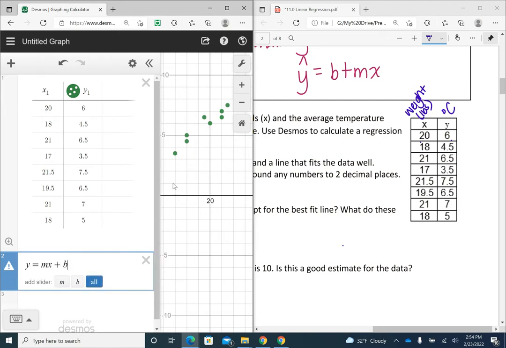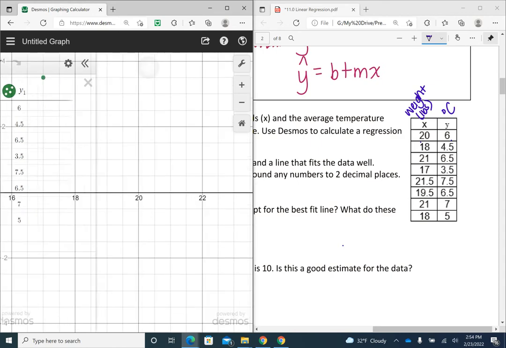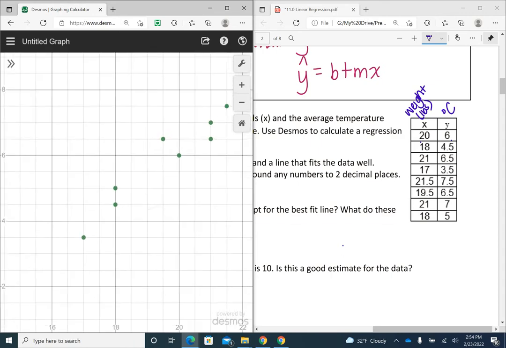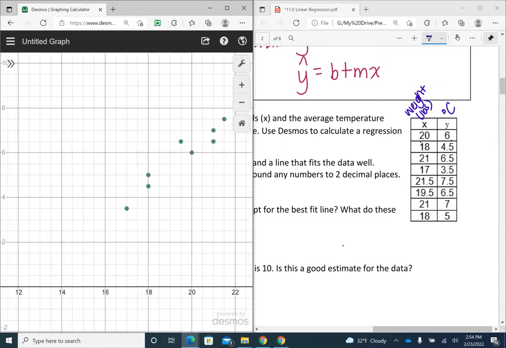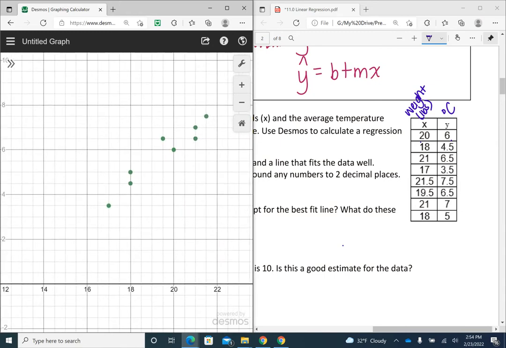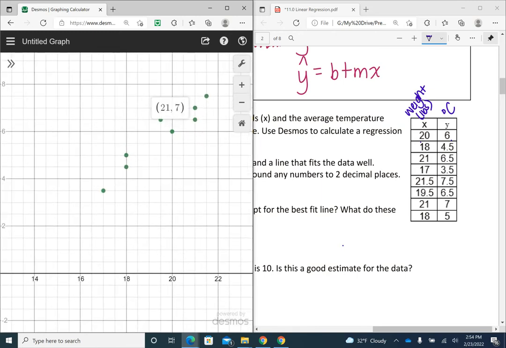But nothing really happens. Oh, by the way, we'll do that again. When I typed in my points and I zoomed to the correct window, I can see the scatter plot. So it looks like as the weight of ice cream sold increases, the temperature outside increases. So they sell more ice cream when it's warmer. All right, back to getting the regression equation.